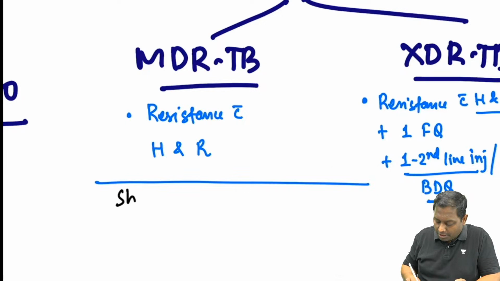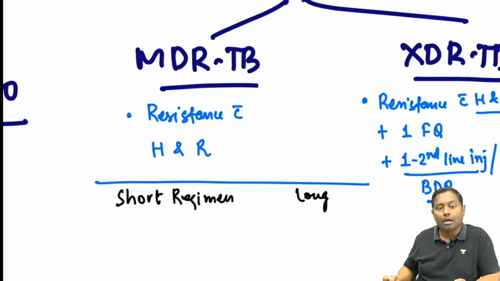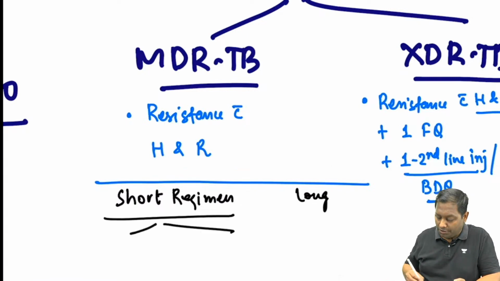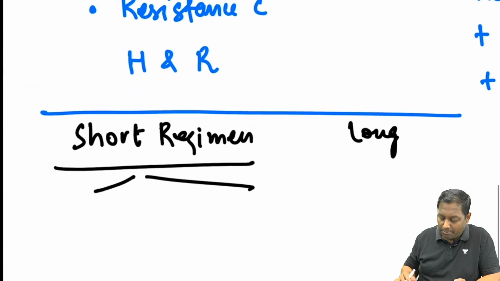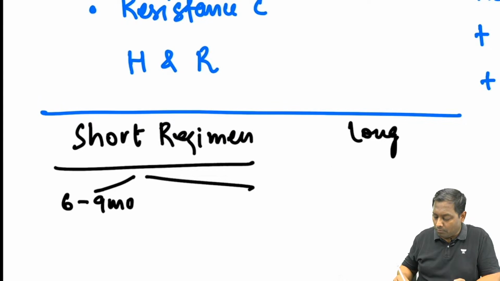We have a short regimen, and we also have a long regimen. For the shorter regimen for tuberculosis, there are two. One is for inpatients, which is 6 to 9 months, and there is one more that is 9 to 12 months.